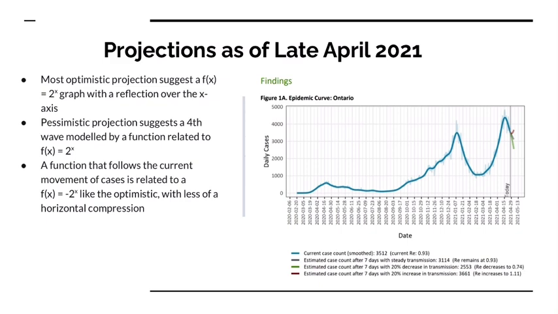The pessimistic graph suggests an exponential function with a positive slope rather than a negative. The neutral suggests a similar graph to the optimistic, but with less of an instant decrease, or rather a horizontal compression.